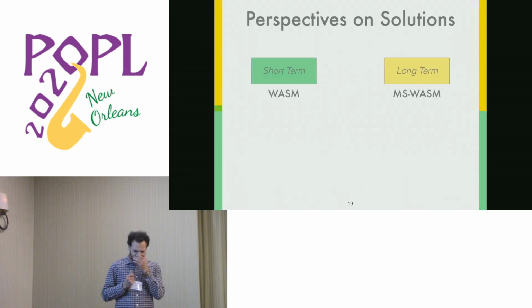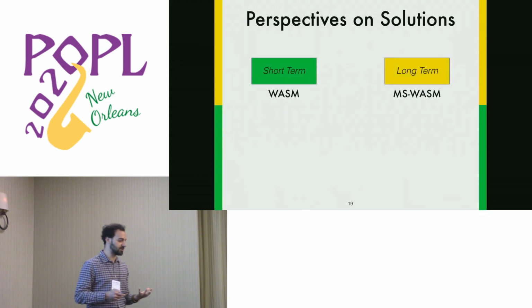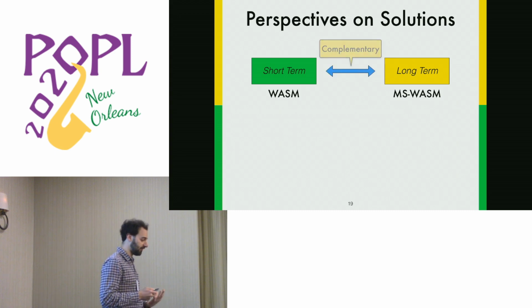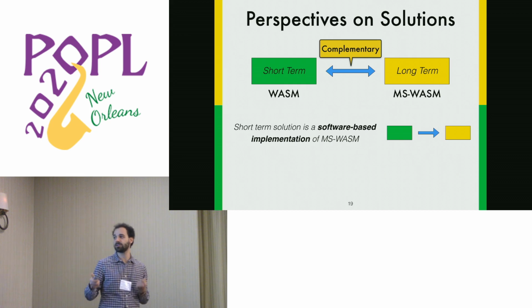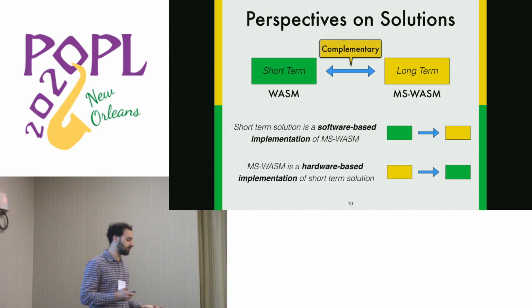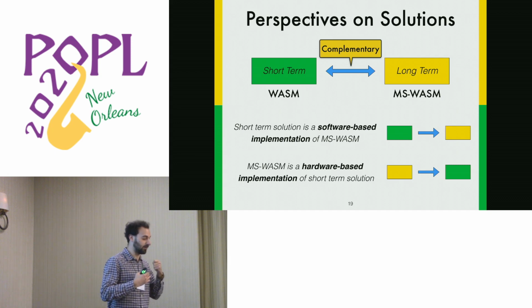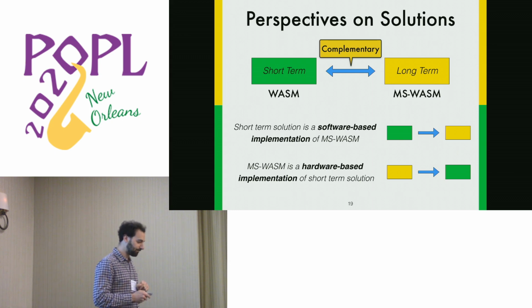Now, these two solutions are somewhat complementary. So at the beginning, we could actually use our short-term solution as a software-based implementation of MS Rossum, and then if this proposal gets traction, and we actually manage to link it to hardware-based features, with the appropriate hardware, we can actually see MS Rossum as a hardware-based implementation of our short-term solution.